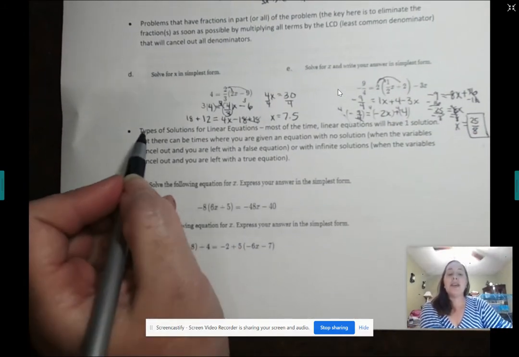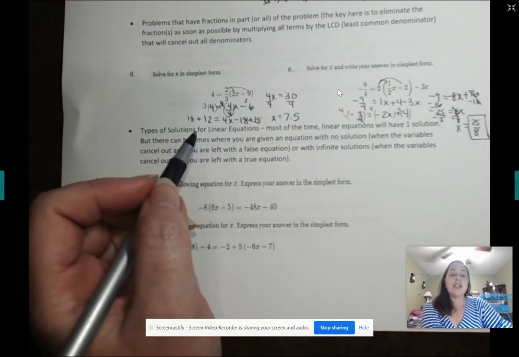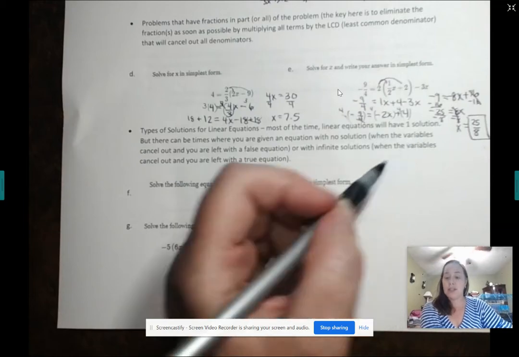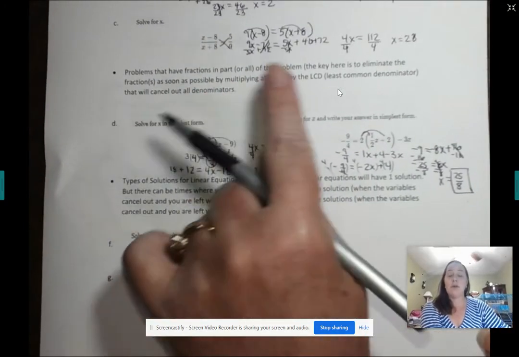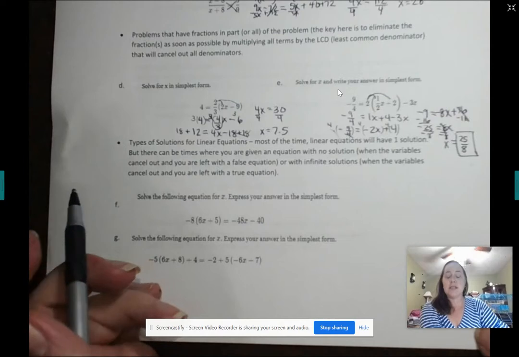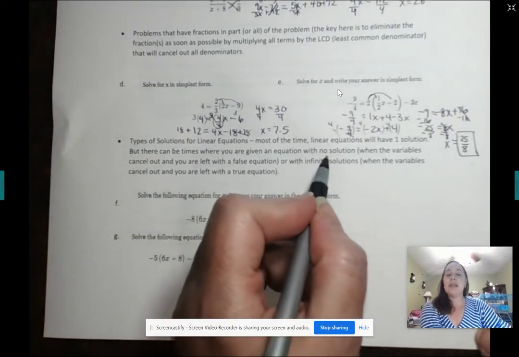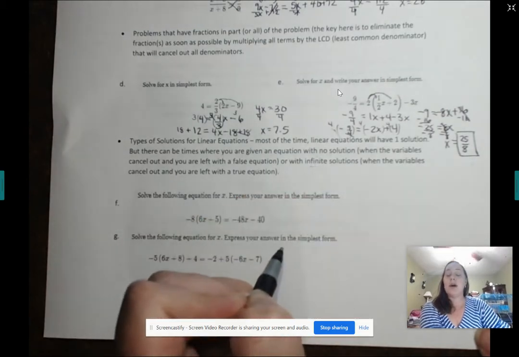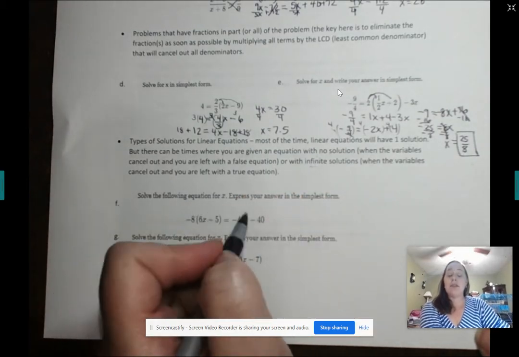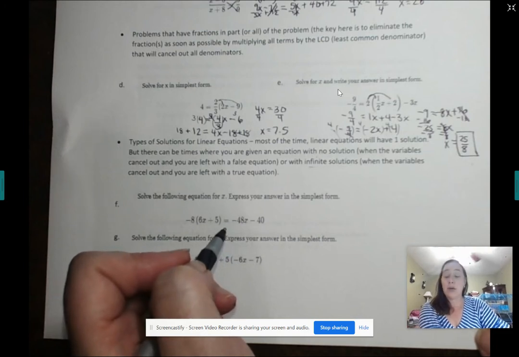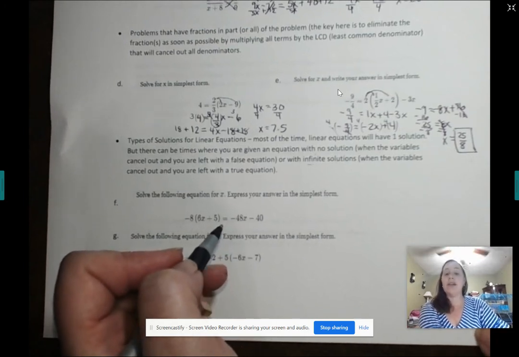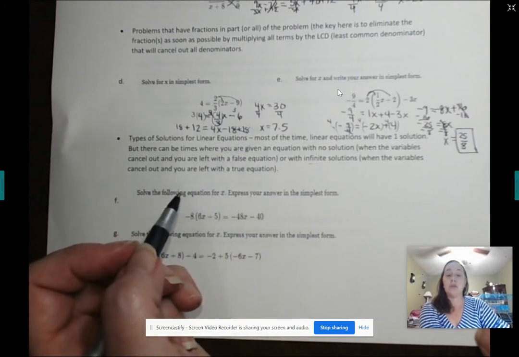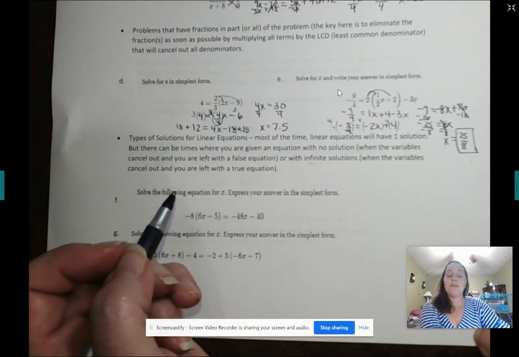Now, let's remember that not always does an equation have a solution or a single solution. Linear equations will normally have one solution. We've just done 4 examples of those with one solution. But there's also the possibility that it could have no solution or infinite solutions. No solution will happen if you do the math correctly and your variables cancel each other out. The x disappears, or whatever letter in the problem disappears, and you're left with something that is not equal. It is not a true equation. It is a false equation.